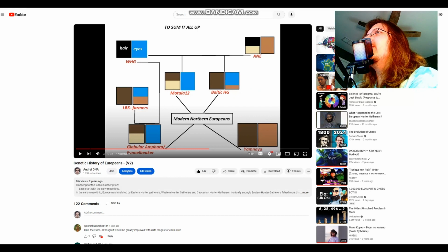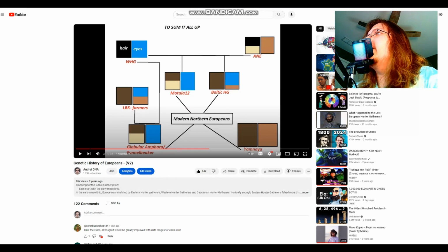Okay, let's see, hold on. Because I made this, it's me who made this. It's not somebody else, it's my own work. So let's see, how do I agree with it now? The hair and eyes, that's deranged. For ancient North Eurasians, that's also deranged. For Motala 12, I guess it's okay, it's kind of accurate. Not really, because they would have slightly darker eyes, but whatever, I agree with it.